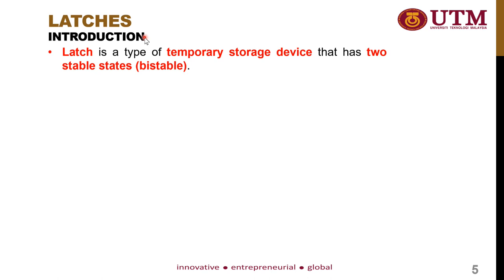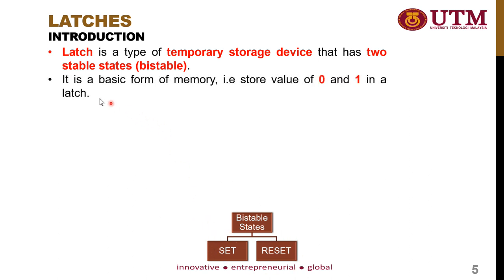So what is a latch? A latch is a type of temporary storage device that has two stable states, bistable. In a latch, we have two stable states, which are set or reset, and both states are stable. A latch is a basic form of memory. For example, we want to store a value of 0 or 1 in a latch. A latch is used as a very basic form of memory because it can just store a value of 0 or 1 inside the logic circuit.